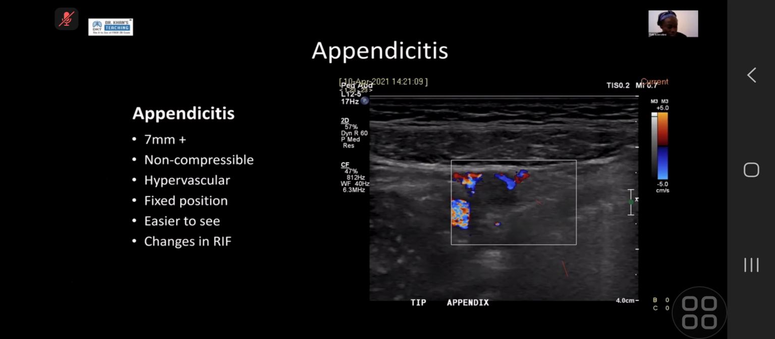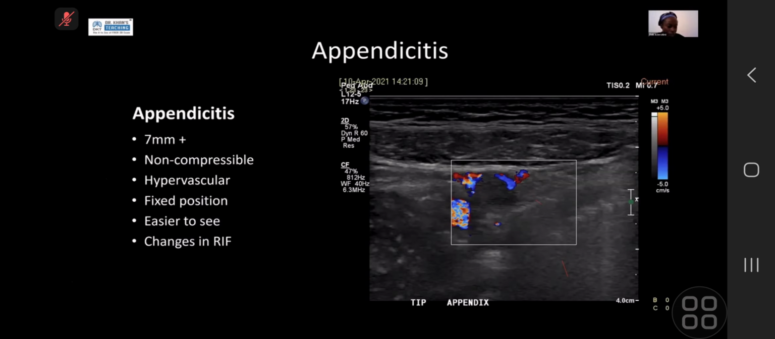And then you look for your surrounding changes in the right iliac fossa. So increased echogenicity of your mesenteric fat, which is due to edema and inflammation, any free fluid, any mesenteric lymph nodes that are reactive, and also look for any collections or features of perforation.